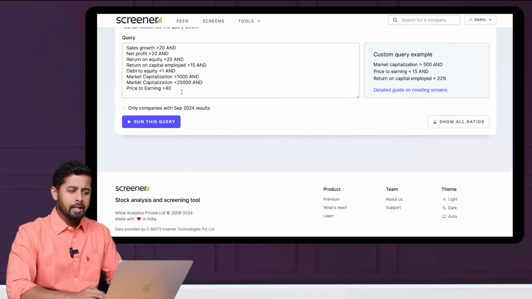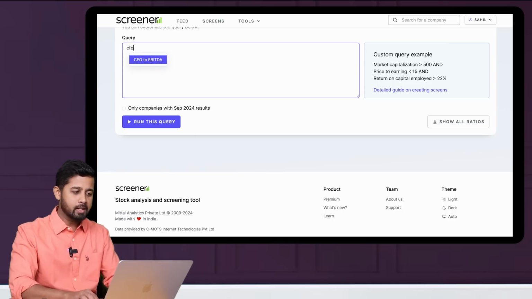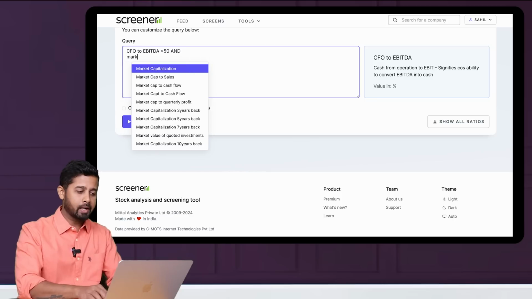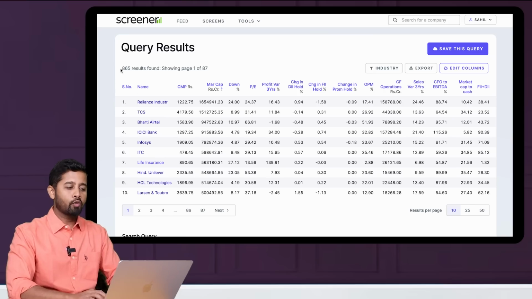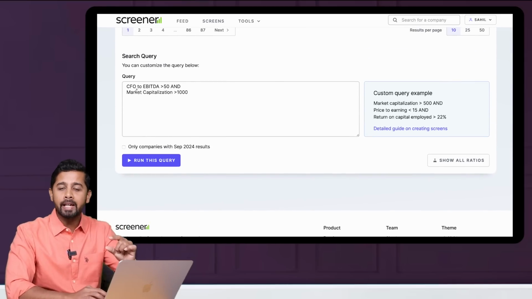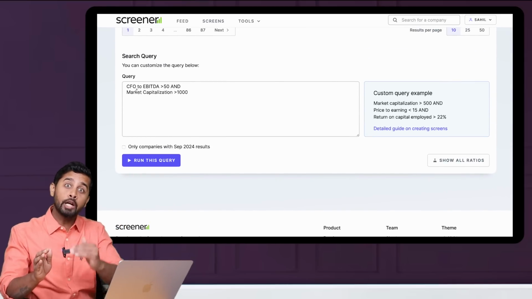And this is one way, right? Apart from this, there's one more criteria I use, which is CFO to EBITDA. Let me just show you the results. CFO to EBITDA, if you put more than 50, and let's say you want market cap greater than 1000 crore, if you run this query, you get 865 results. Now, what is CFO to EBITDA? It is the ability of the company to convert its EBITDA, which is the operating profit, into cash.